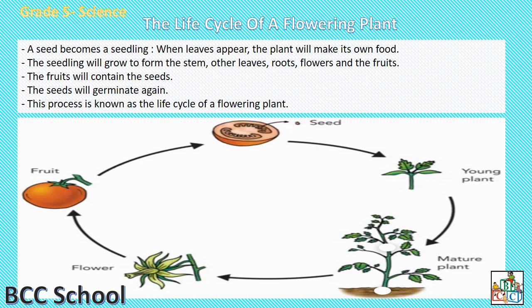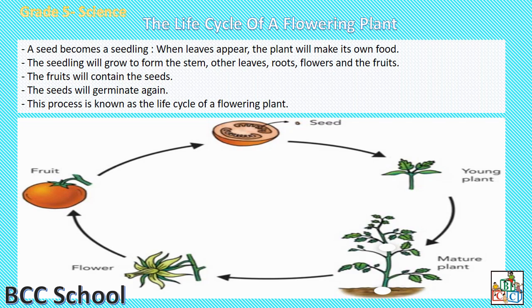The life cycle of a flowering plant. There is a picture, and in the picture we can see that we have seed, young plant, mature plant, and then we have a flower and the fruit.